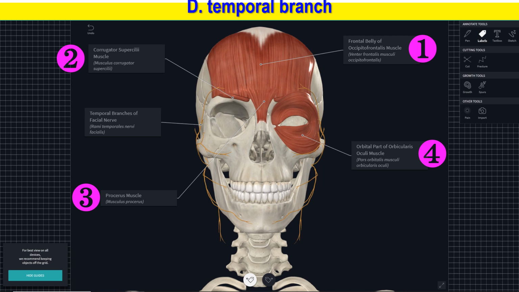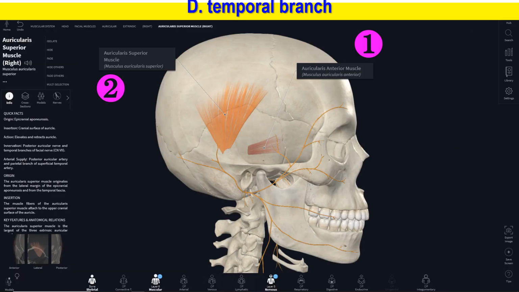The posterior ramus can innervate the 1. anterior and 2. superior auricular muscles. Additionally, it can be observed from the diagram that the superior auricular muscle is also innervated by the posterior auricular nerve. Therefore, this muscle can be innervated by both nerves.